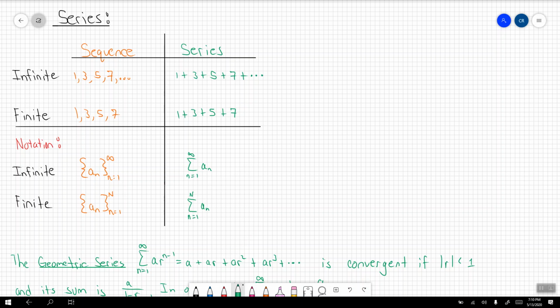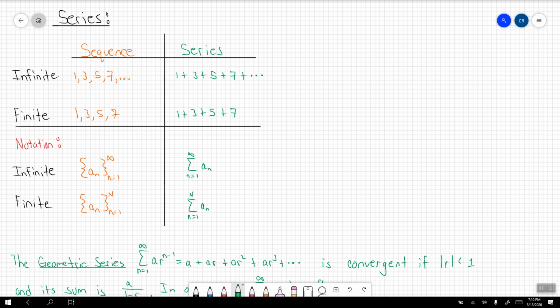Now, sequences and series are typically broken up into two different portions. One is going to be a finite sequence or series, and the other one's going to be an infinite sequence or series. If you look on screen here, I gave you a quick example as to what an infinite sequence might look like.